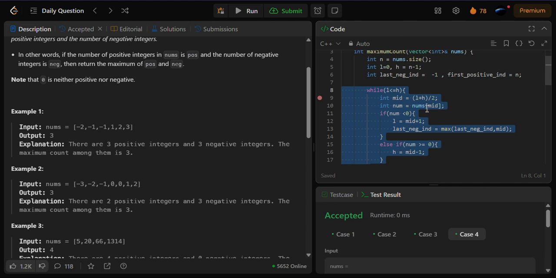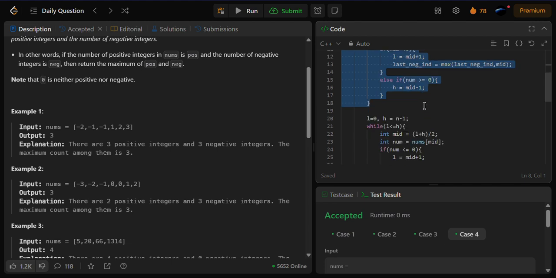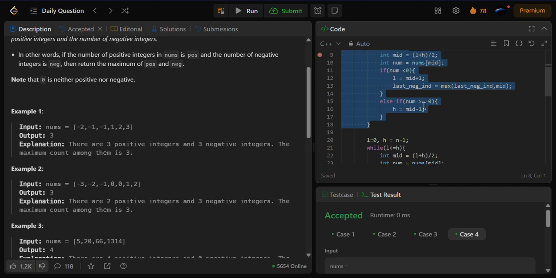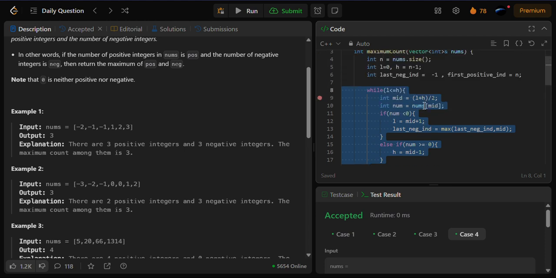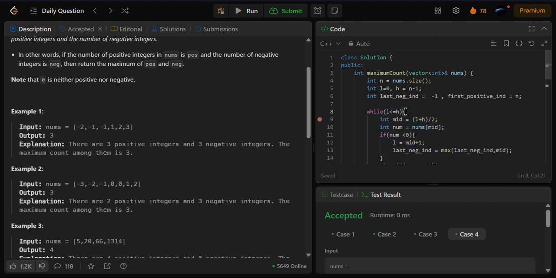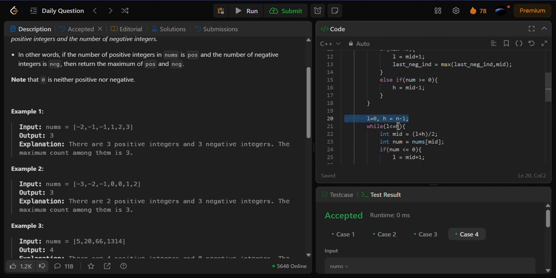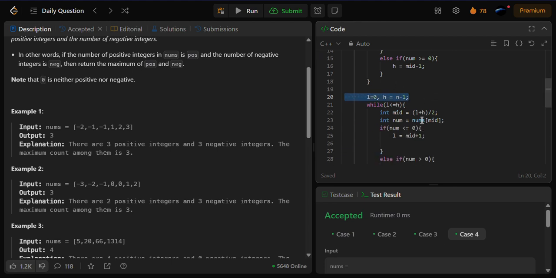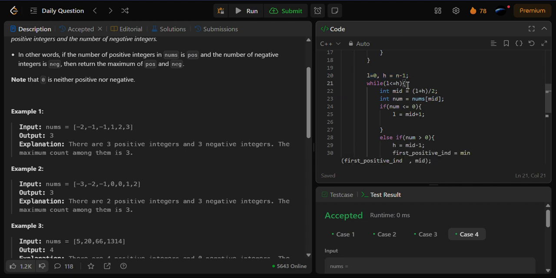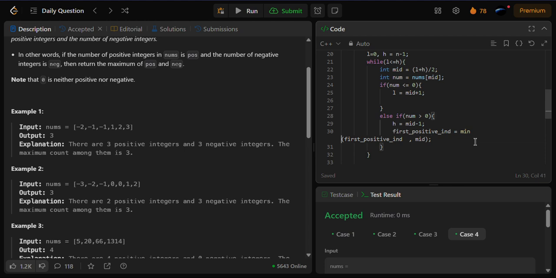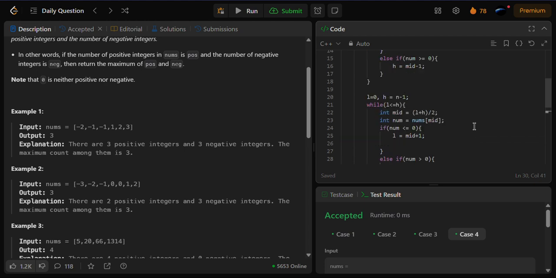Now we'll have to find the position of my first positive index, the index at which I have my first positive number. I've already set my L and H, so I don't get any issues when finding the first positive index. So now I will do the same thing.